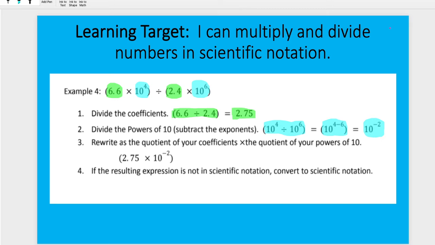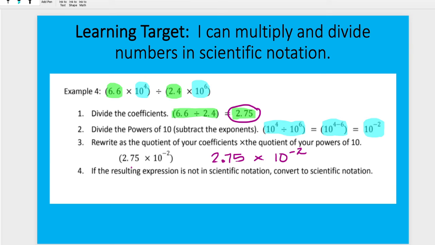So then I'm going to combine those together as an expression written in scientific notation. So I'm going to take the quotient of the coefficients when I divided, which is 2.75. This is going to work out nicely because it only has 1 digit to the left of the decimal, or one number that's in the ones place and nothing else to the left here. And then times 10 to the negative 2nd power. So my final answer is already in scientific notation.